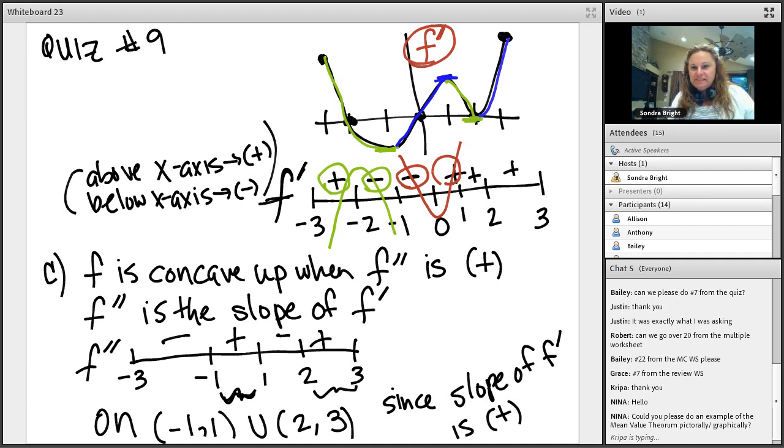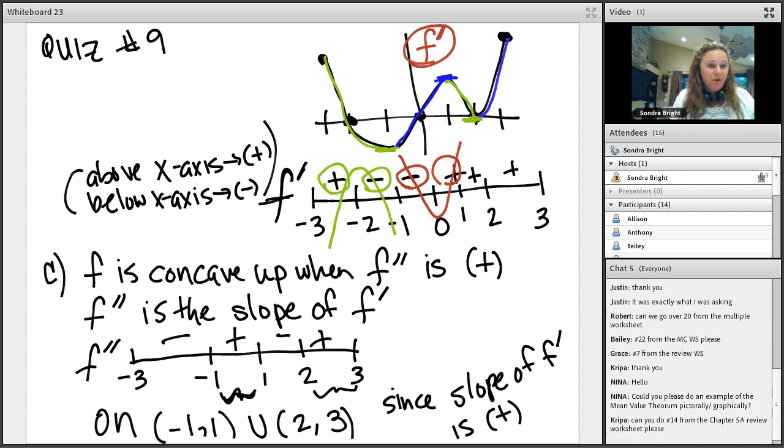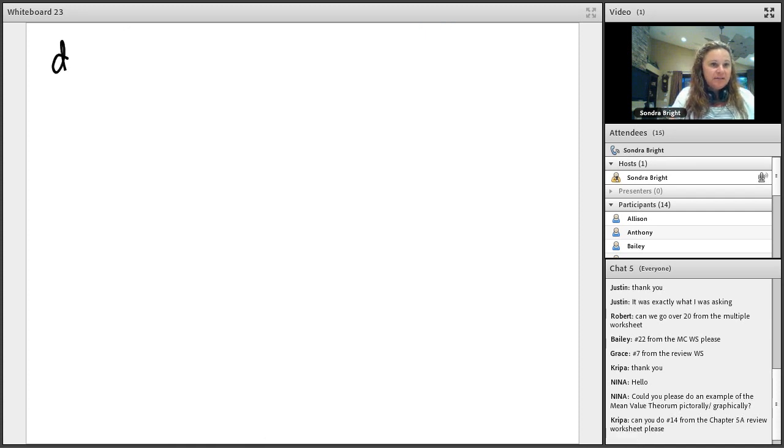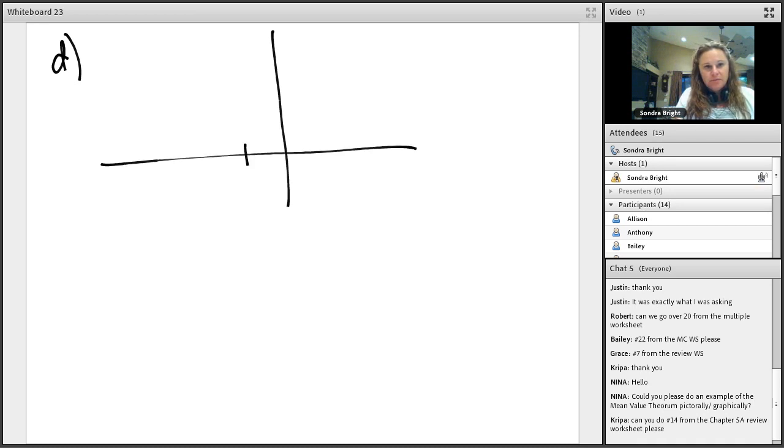And then part D, I'll draw you what I did. I put all of this together, and we've got the graph. Okay, so they gave us the point -3, 0, that when x is -3, y is 0.